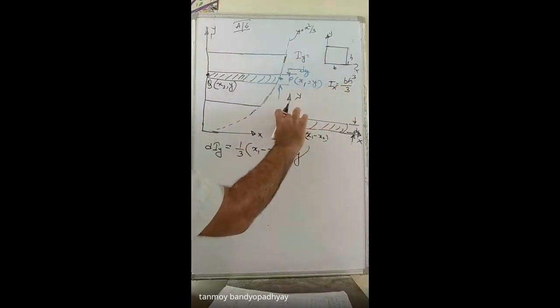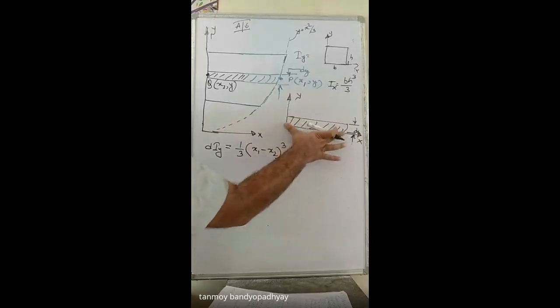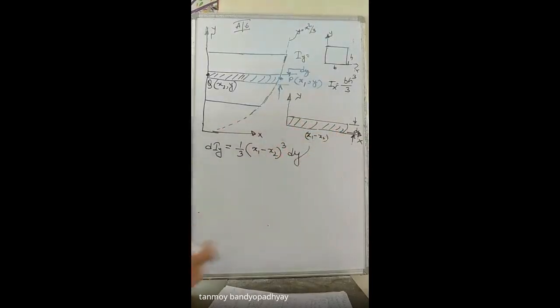So the base is this one. Breadth is this one. So breadth is dy into h cube, this one is the thickness. So (x1 minus x2) whole cube divided by 3. So dIy will be equal to this one. Now what will be x1 and x2?